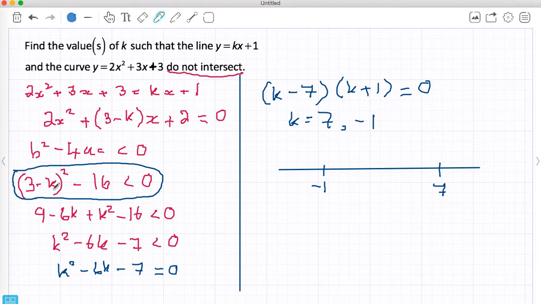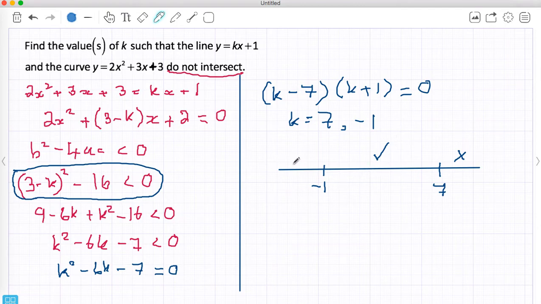So 3 minus 8 is minus 5. I square it to get 25. I take away 16 and I get 9. 9 is not less than 0, so this region doesn't work. I'm going to choose a number between here and here. The obvious one is 0. 3 minus 0, 3 squared is 9. 9 take away 16 gives me a negative number, and it's less than 0, so this one works.